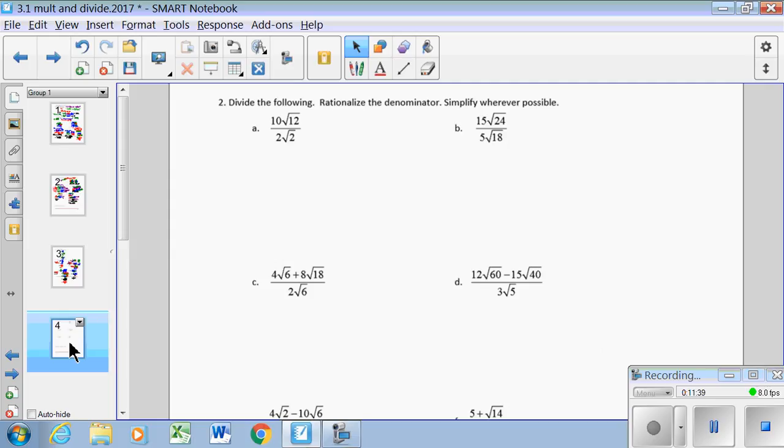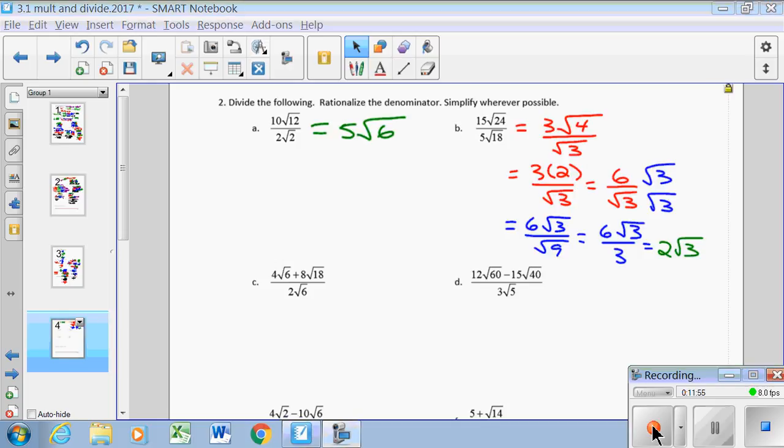I want you to try A and B on your own. I want you to look for number divide by number, radical divide by radical. If things still don't simplify perfectly, then multiply the radical by itself. Let's pause again, take a couple minutes, try some of these on your own.